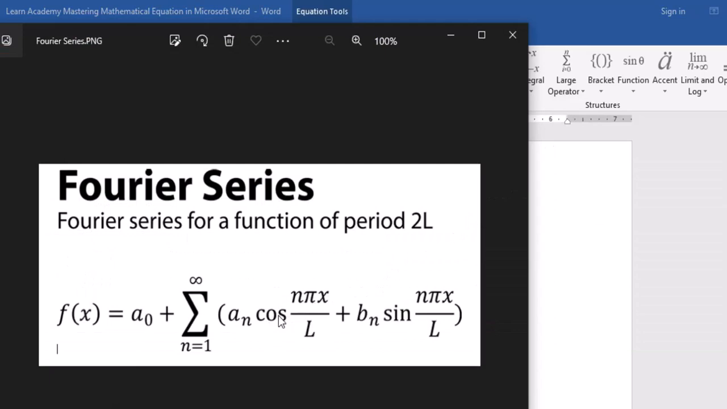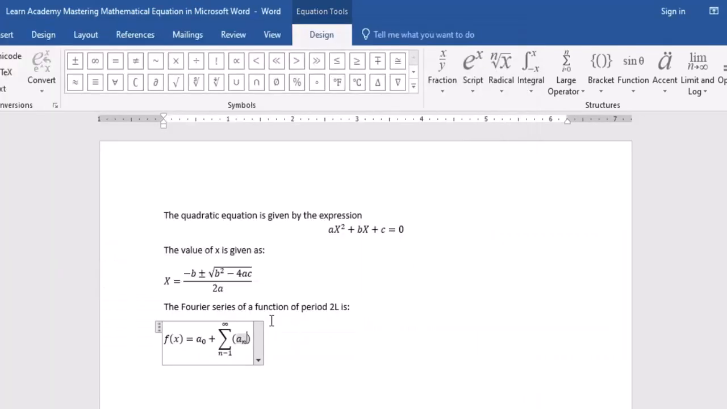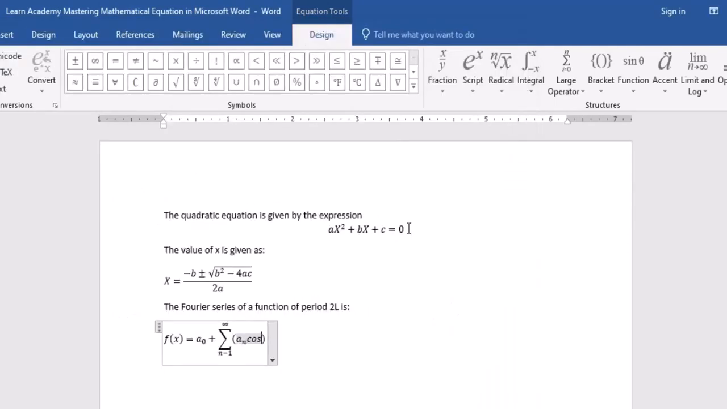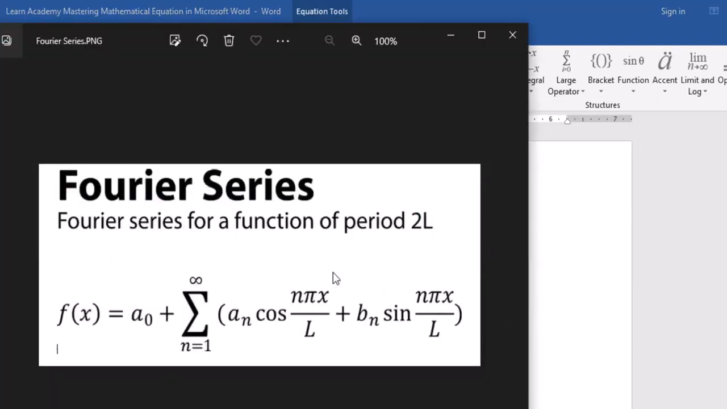Then I have cos n pi x over L here. So I can type my cos first. Let me just type the cos. Then after the cos, I'm having a form of a numerator and denominator, which is a fraction. So I come to the fraction structure, select my fraction. Then I simply go to the first numerator. What am I having in the numerator? I have n pi x.